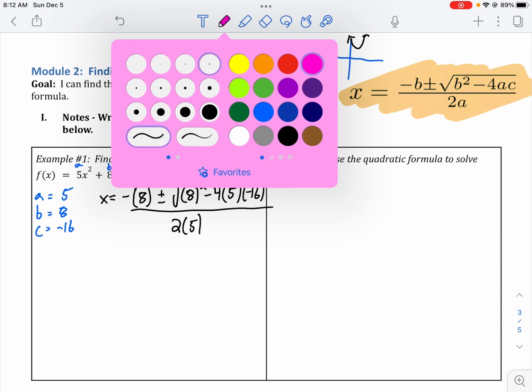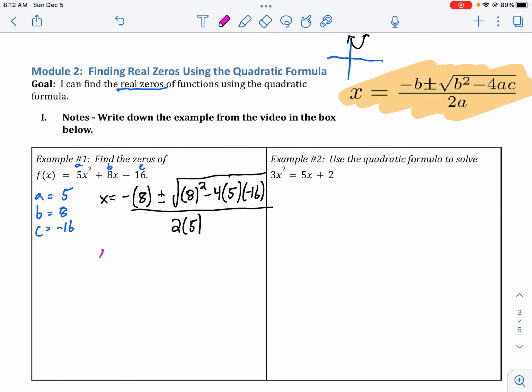Now I just need to start evaluating. So if we look at this next step, we've got x equals negative 8. We don't need the parentheses. Plus or minus the square root. And this is where I start simplifying. I look at what's underneath the square root and get that down to one number. So I put that in my calculator, and I get 384. Again, I wouldn't try to do that in your head. Just use the calculator that you have with you. And then in the denominator, 2 times 5, I know is 10.